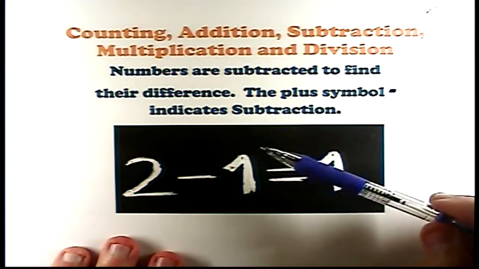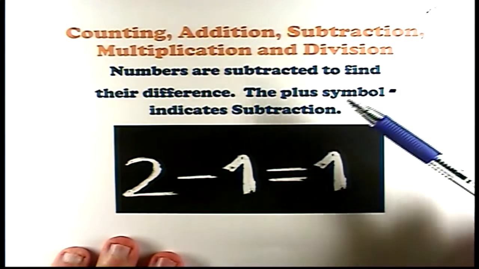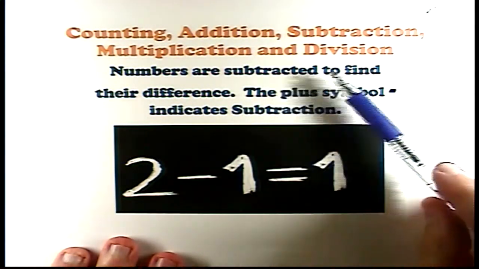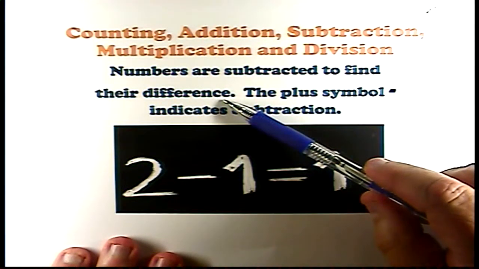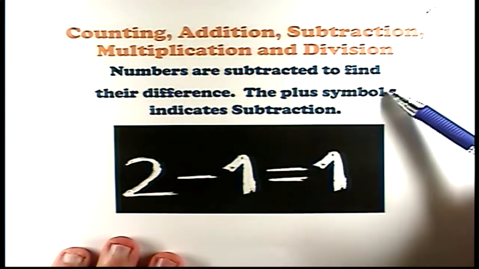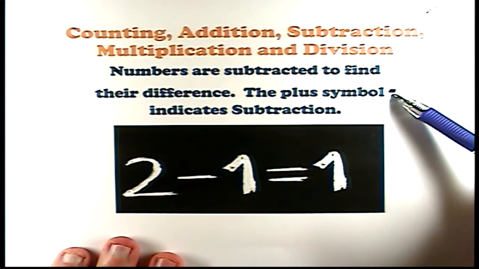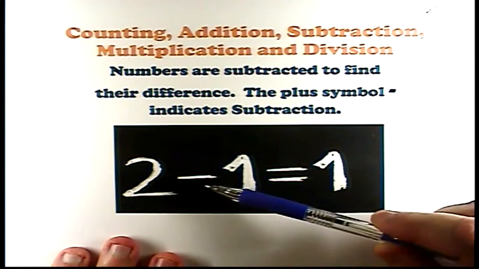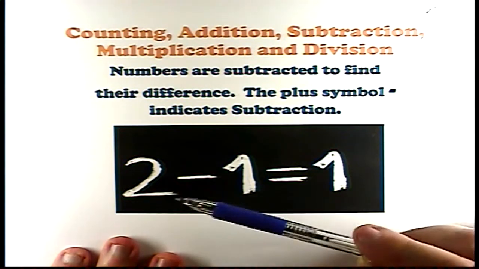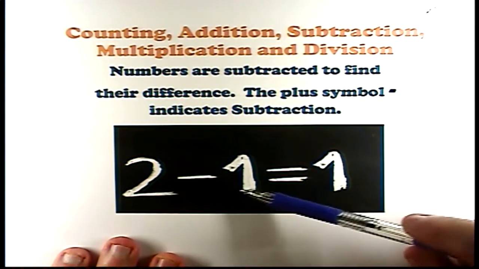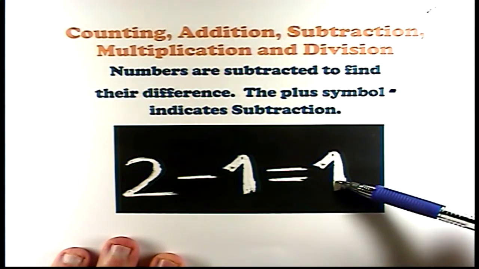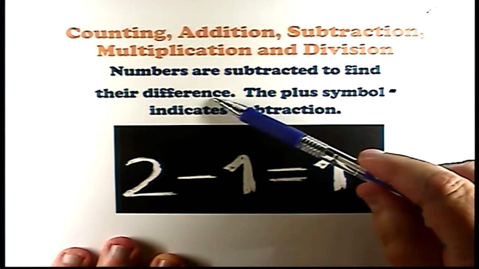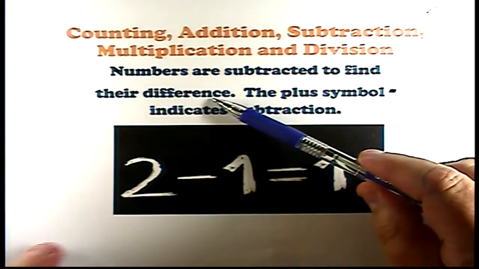Now, the opposite of addition would be subtraction. Numbers are subtracted to find their difference. So whenever you hear the term difference in mathematics, and you see the little symbol here that's the minus sign, like this here, you know that means subtraction. So the number 2 minus the number 1 would make an answer which is equal to the difference, which is 1. So when you hear the term difference, that tells you that you are dealing with subtraction.